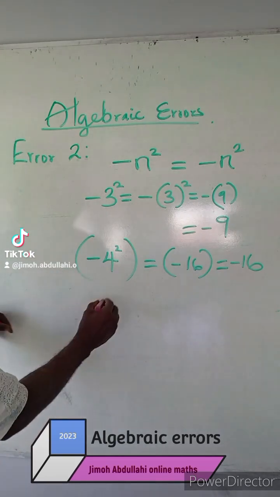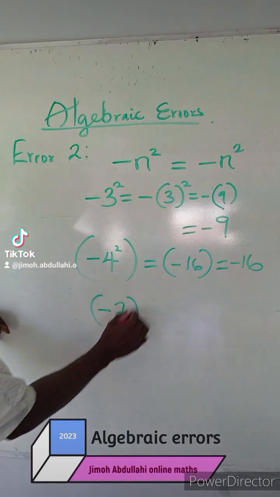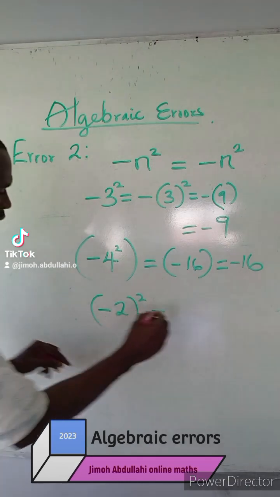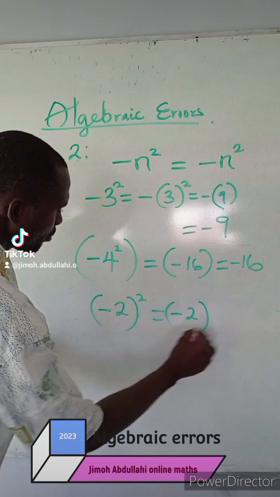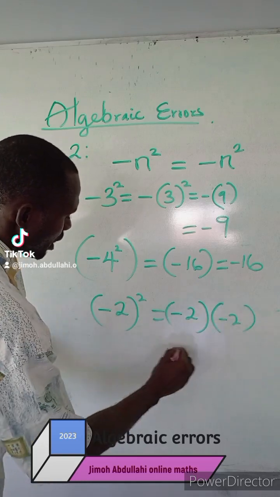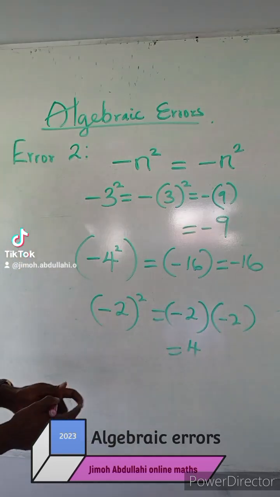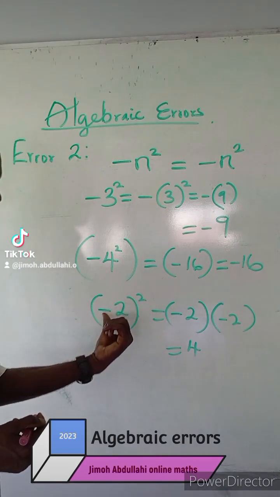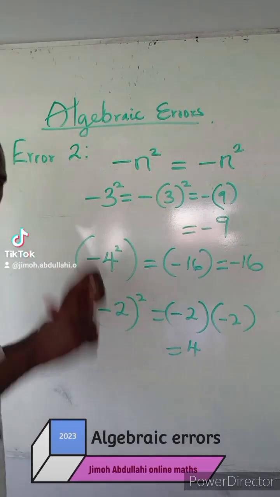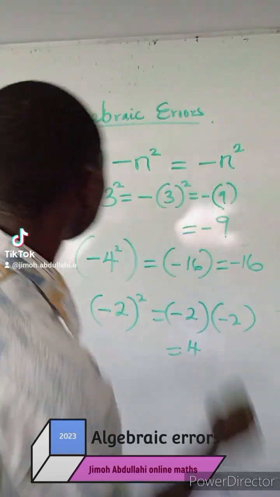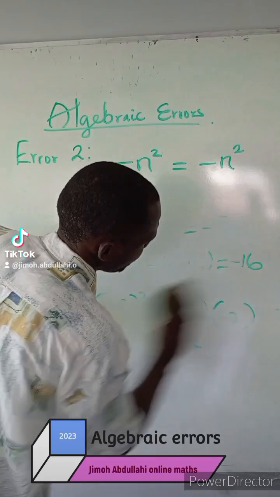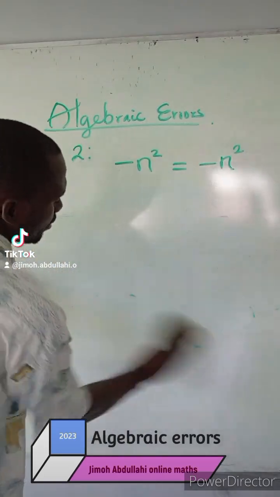But in a situation where I have minus 2, all squared, this is when it will turn to minus times minus. That will now be minus 2 times minus 2, and the answer will now be 4. So it is only when you have a bracket to the power of, as in the negative number is in a bracket.